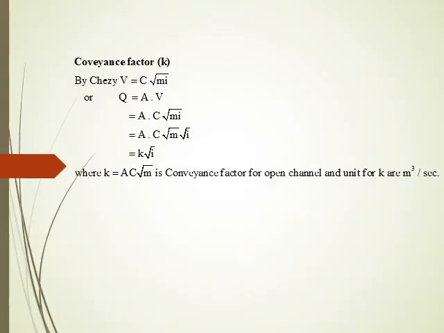Next is about the conveyance factor. According to this equation, Q is equal to AC into square root of mi. Here K is nothing but the conveyance factor for open channel, where K is equal to AC into square root of m. So Q is equal to K into square root of i. The K factor is nothing but AC into square root of m.